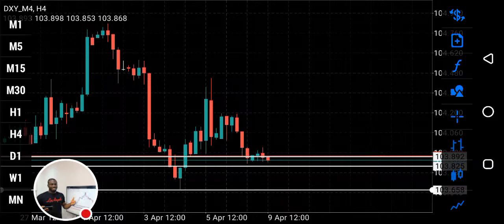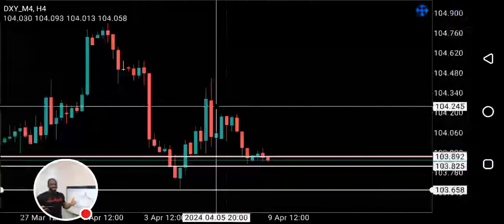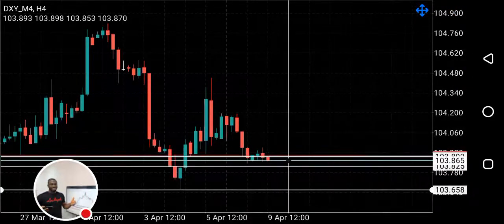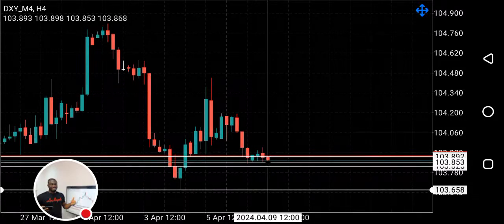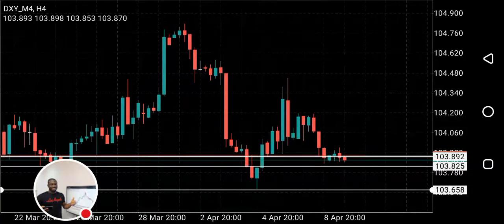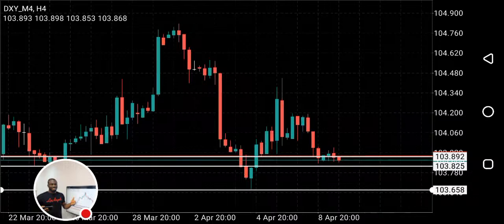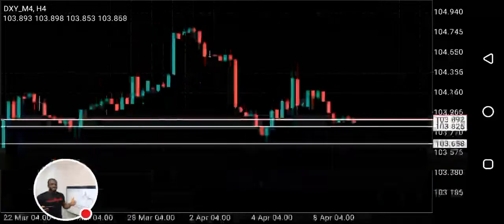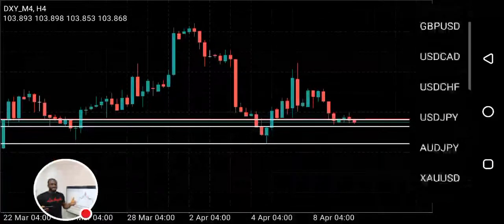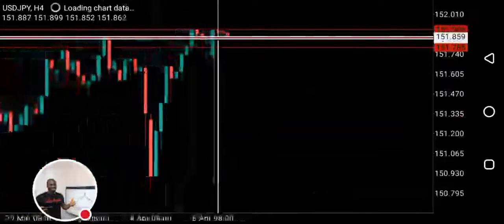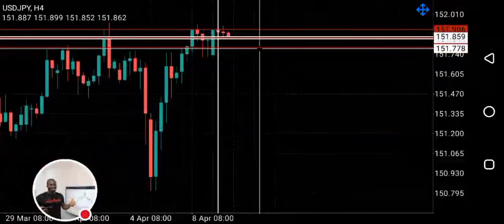But in as much as the market is still trading in this gap, we cannot go bearish on DXY. DXY still looks bullish at the moment, and if DXY is bullish, that means USD is strong. I hope that is clear. So that's my take on USDJPY: buy above the resistance, sell below this level. I hope that is clear.